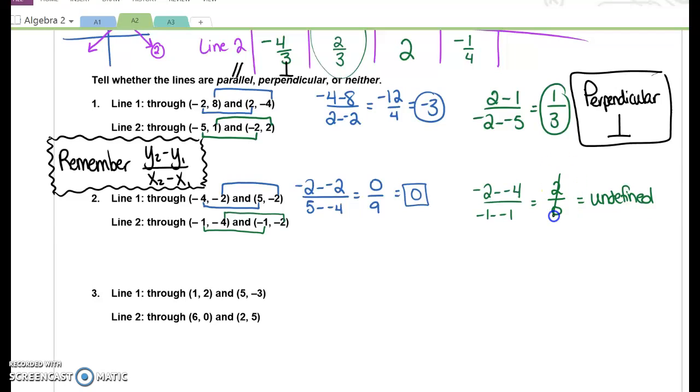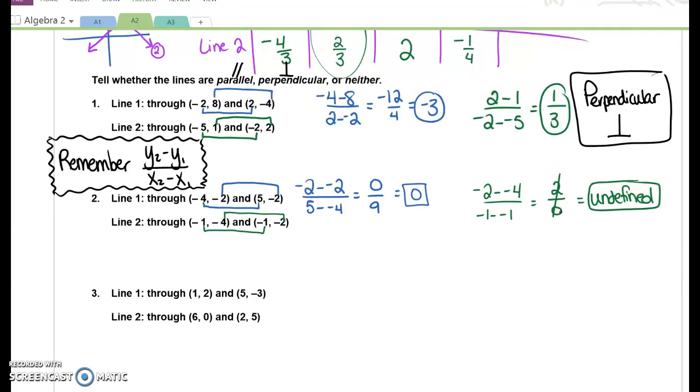In fact, if you want to put a slash through the 2 divided by 0 to show that, hey, you can't even do this, that would be good. It kind of bothers me actually to put an equal sign next to 2 divided by 0 because you can't. It doesn't equal anything. It's not possible. So, are these parallel, perpendicular, or neither? They can't be parallel because they aren't the same.